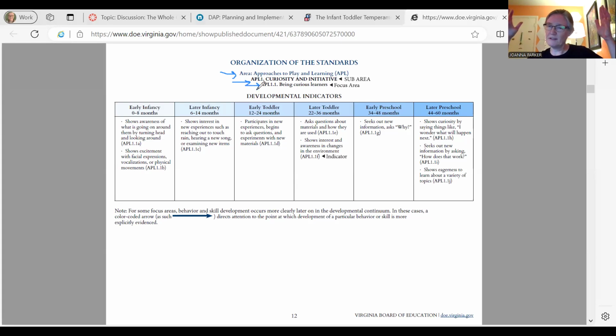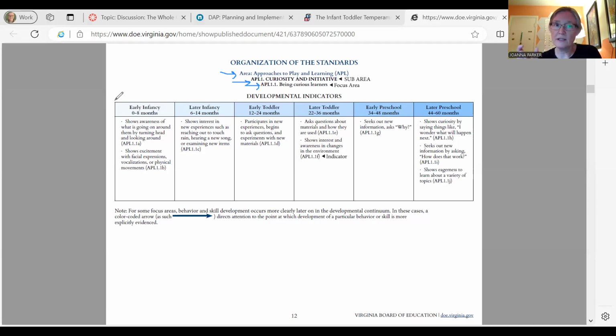And so we can think about this as an outline of, we're getting from our broad domain or area of development, we're getting more specific and focusing specifically on curiosity and initiative. And then we're getting even more specific and thinking about curiosity, right? Being a curious learner. And then we have our progression here, which helps us to look at what this looks like from infants through preschool age children.